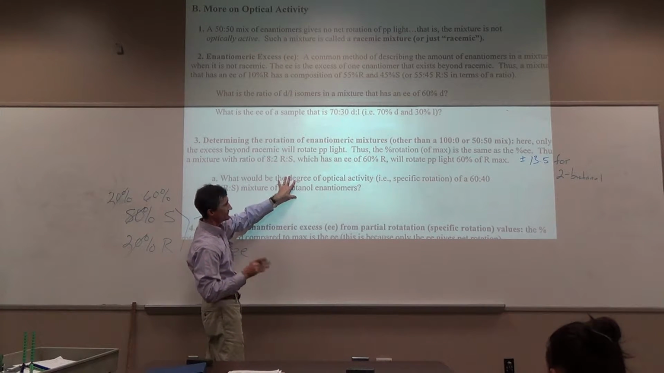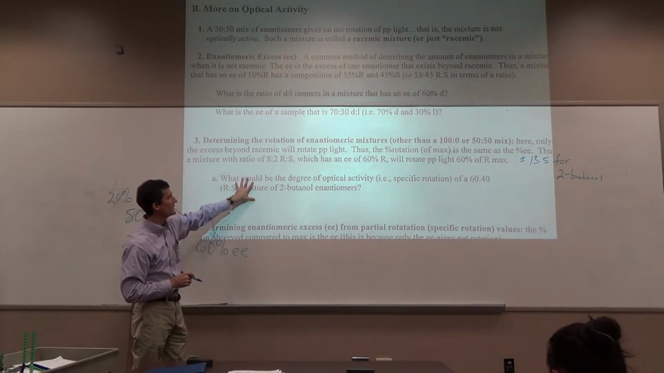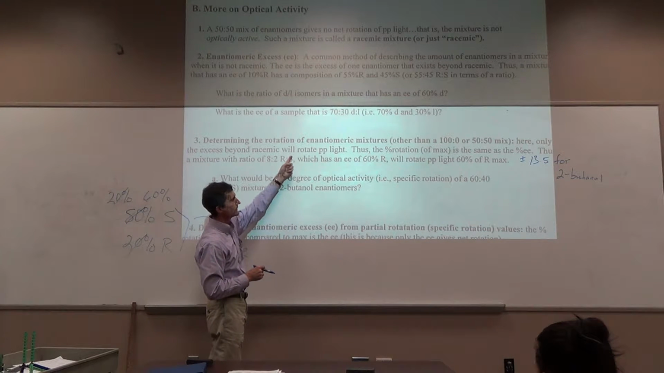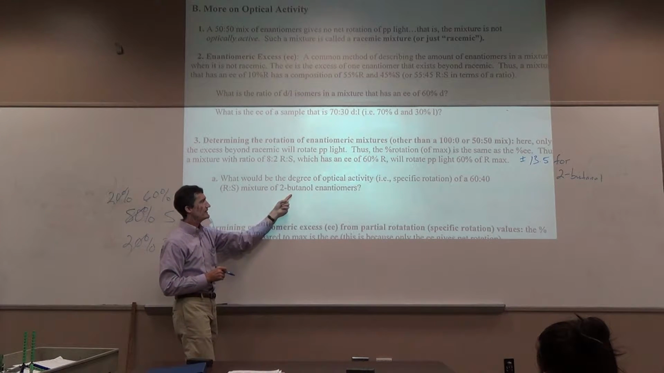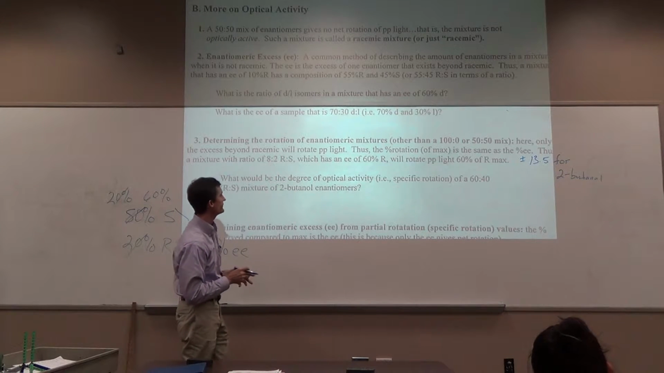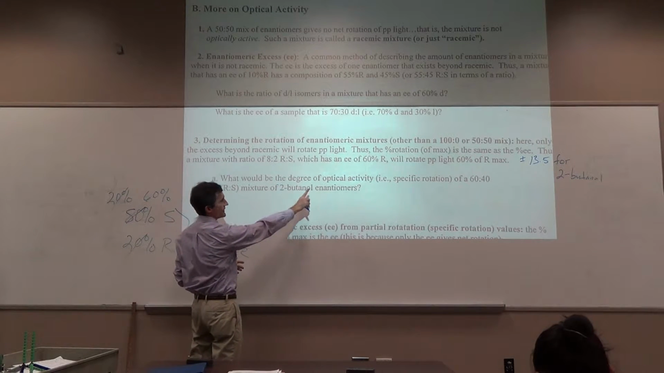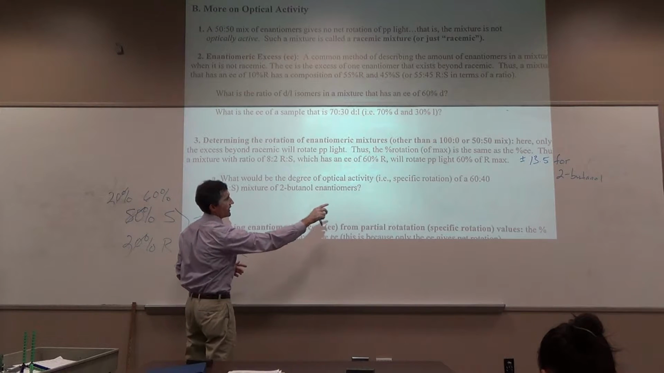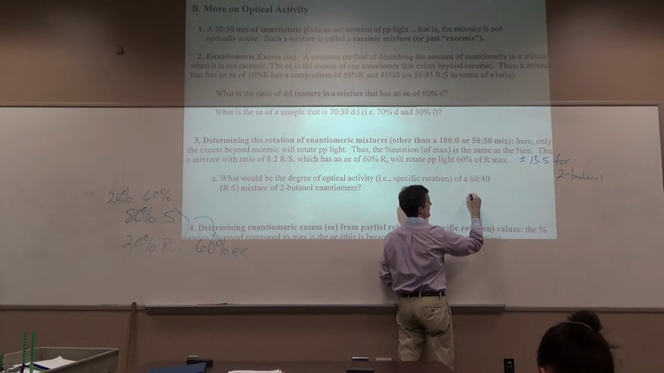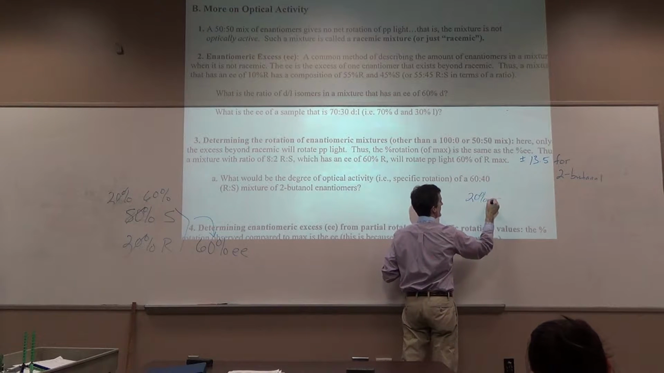Okay, here, right, let's do this one down here, which is actually 2-butanol. That's 60% up there. It's the same idea, it's just a specific problem. 2-butanol, we know it's plus or minus 13.5. What would be the optical activity of a 60-40 mixture? Well, what's the EE here? 20%. 20% EE.